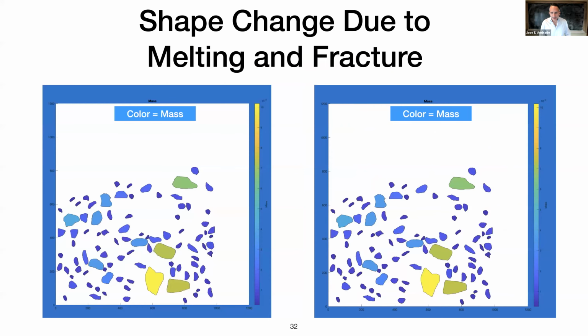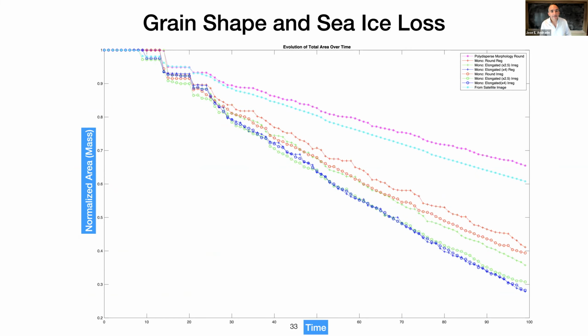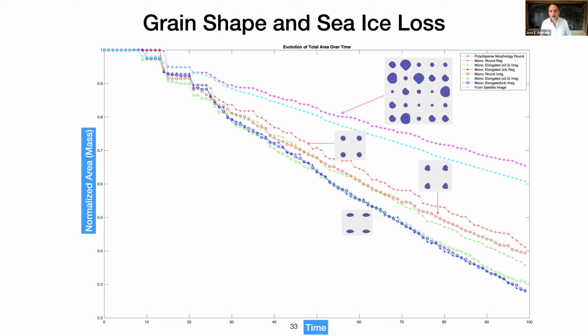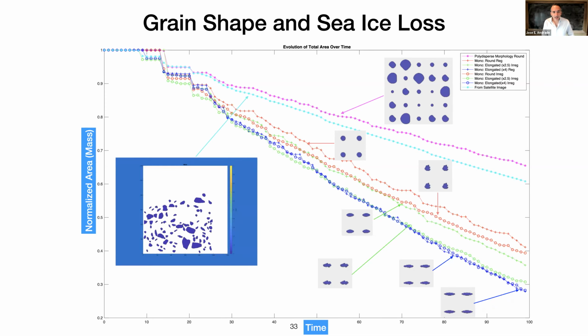Okay, so let me skip this. This is more of the same. I'm going to skip this one too, because all I'm going to say about this is that these are different plots showing you the loss or the melting of ice as a function of shape. And you can see, as you would expect, that as you go from more circular ice flows to more elongated ice flows, of course, you lose mass faster. And so shape matters. That's all we're saying here with this slide.